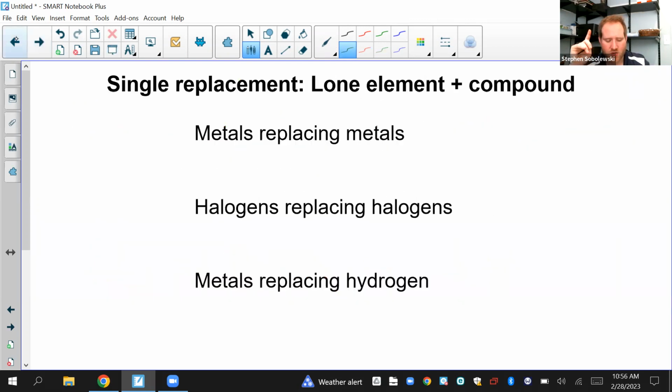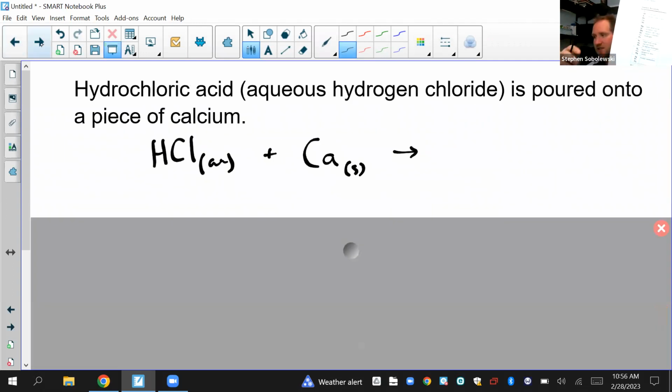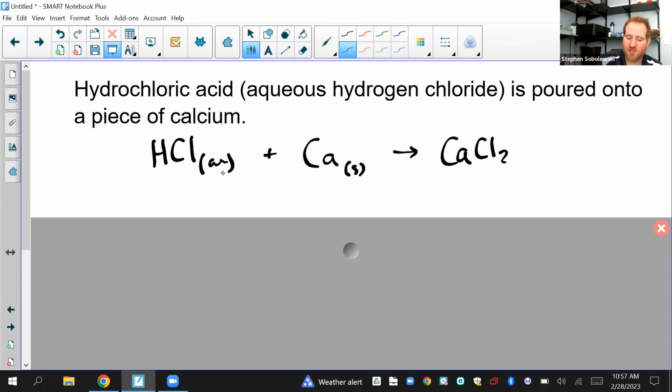Think all the way back to our starting slide. Metals can also replace hydrogen. And in fact, when you check your activity series, you'll see all of the metals here, and hydrogen is smack dab in the middle of them. So the metal will try to replace the hydrogen. Can calcium replace hydrogen? Yes, it can. So we're going to end up with calcium chloride. That's going to be CaCl2. Because this occurs in solution, that's going to be aqueous as well.